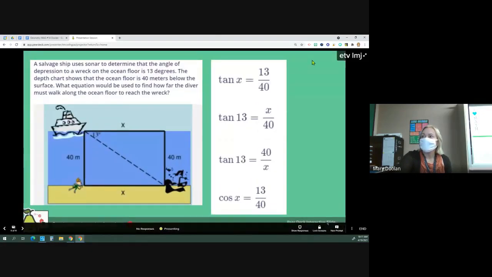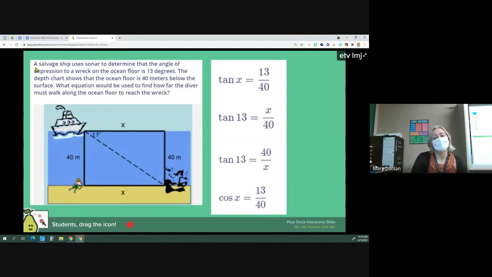And this is our first interactive slide. So we have a picture here of a salvage ship. And down at the bottom, straight down, there is a scuba diver. And then over here, this mess is a wreck of some sort under the ocean. And the description here says that a salvage ship uses sonar to determine that the angle of depression to a wreck on the ocean floor is 13 degrees.